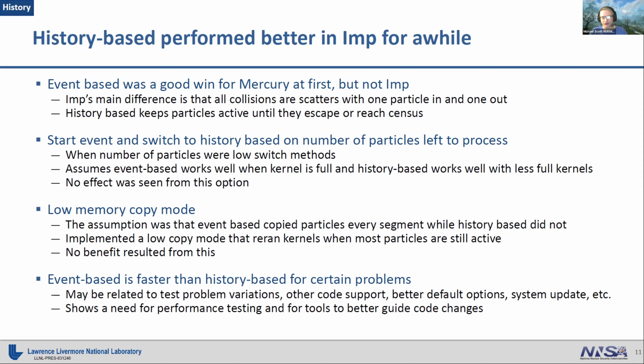Performance testing had fallen over during that time. So we weren't sure exactly when it happened, if it was better, so someone made a code change that did it, or some defaults got changed, or a system update. So unfortunately, that was kind of lost, and we haven't gone back to figure that out because we're still trying to figure out why Imp does good for history-based in general.